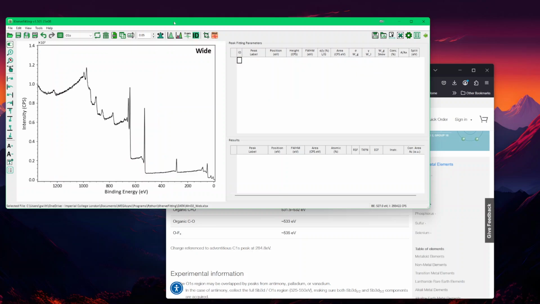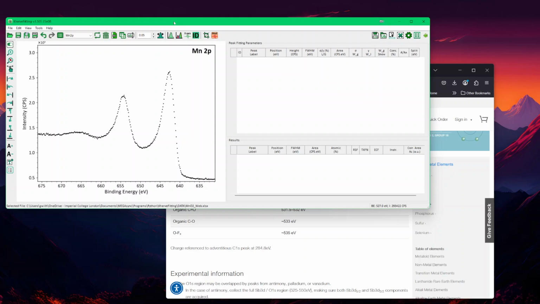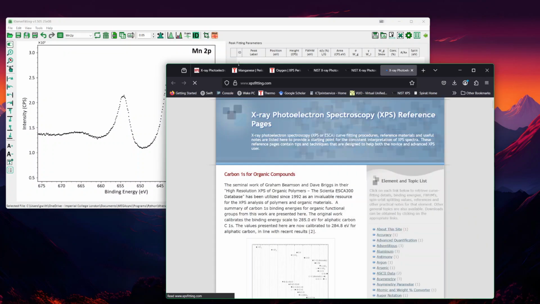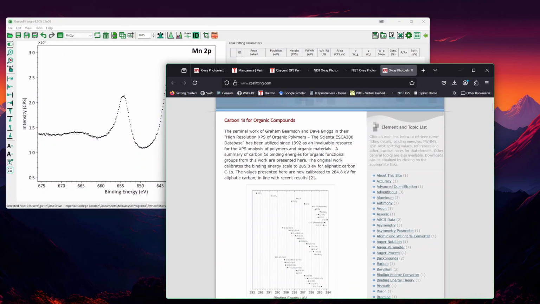Then if I look at the manganese now, the manganese looks like this. The manganese is made of multiplets, so it's not just a single peak, it's several peaks, and for that you would have to look at the Biesinger. So again, I would go into the knowledge and look at the XPS fitting from Biesinger.